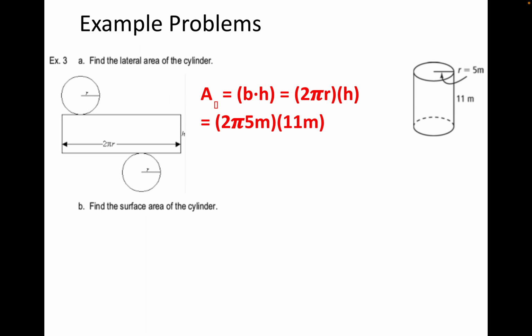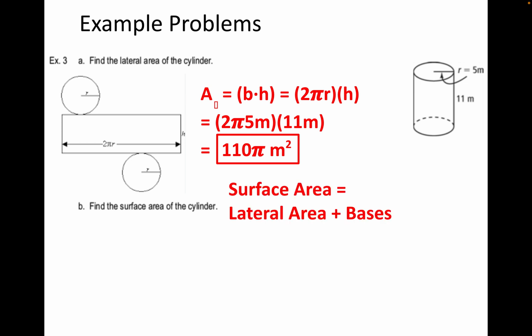We know the radius is 5 meters and the height is 11 meters. So that would be 2 pi times 5 meters times 11 meters. Put all that together and I get 110 pi square meters. That would be the lateral area of this cylinder. And if I asked you to round it, you could just multiply by 3.14 for pi and get whatever you needed.